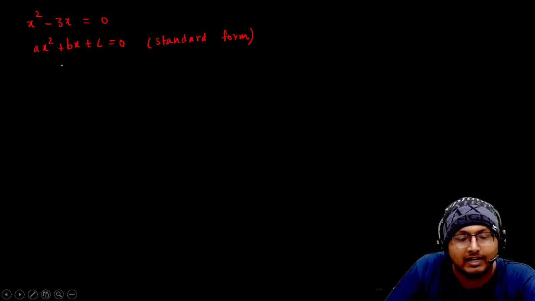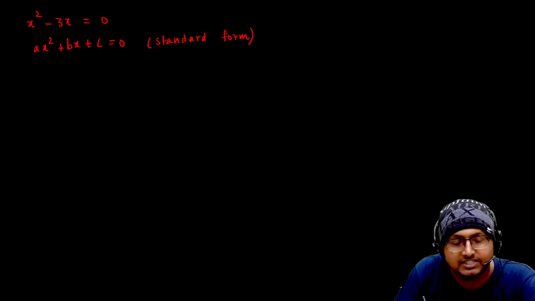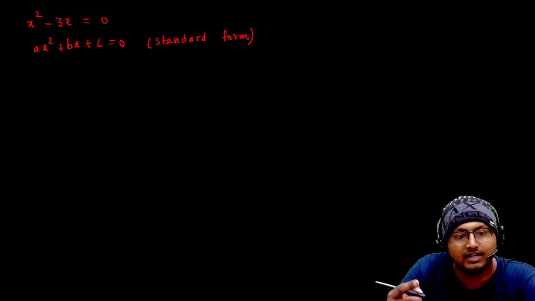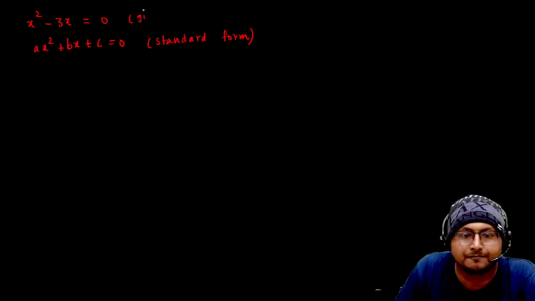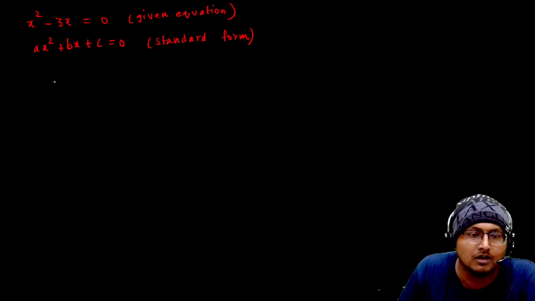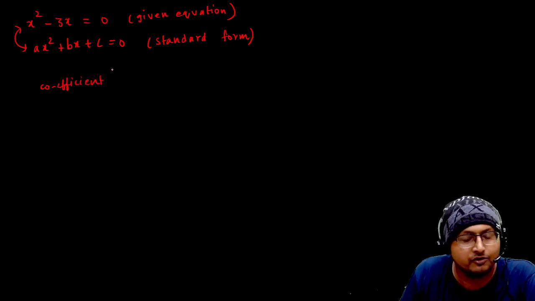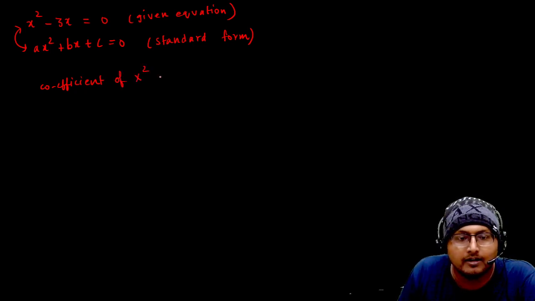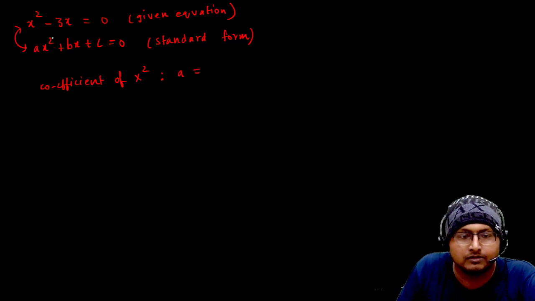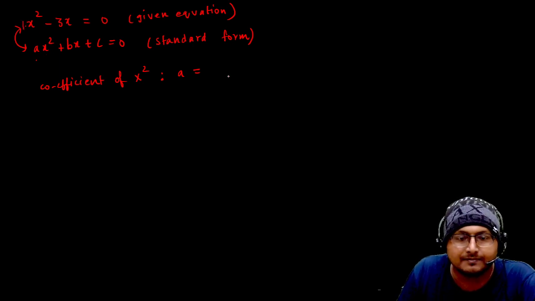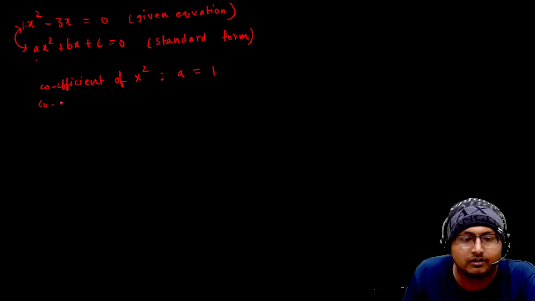We'll compare the coefficient of x square in this standard form, and we'll compare the coefficient of x square in that given equation. This is the given equation. So by comparing these two equations, I'm just writing for your convenience. Later you don't need all these things. Just write the coefficient of x square: a is equal to, in this the coefficient of x square is a, and here the coefficient of x square is 1, right? 1.